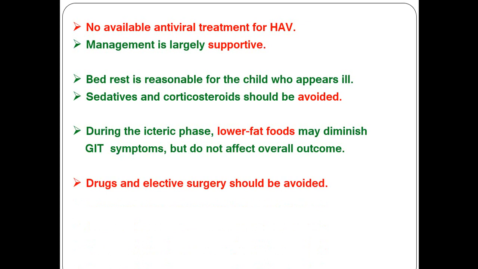Drugs and elective surgery should be avoided. So that's why, during the period of jaundice and the first 2 weeks of clinical symptoms of the disease, we avoid prescribing any medication. Of course, no antibiotics, and even the antipyretics we avoid, because they may have a direct hepatotoxic effect on the liver, and an inflammatory response due to the immune response of the body.